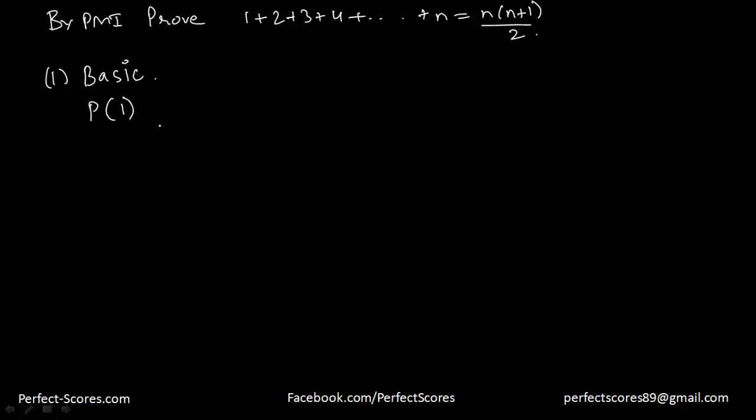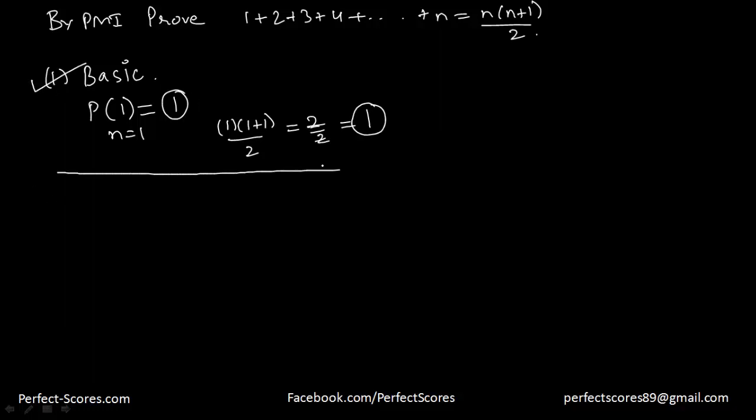The basic step is that p of 1, that is the sum till 1 terms, which is actually equal to 1. Is that equal to n into n plus 1 by 2? Now n is actually equal to 1 here, so that is going to be equal to n into n plus 1 divided by 2, which is equal to 2 divided by 2, which is equal to 1. That means 1 is equal to 1. That means I've proved the basic step.